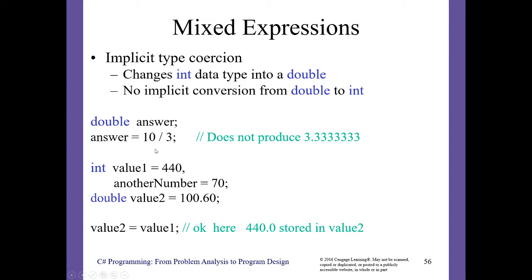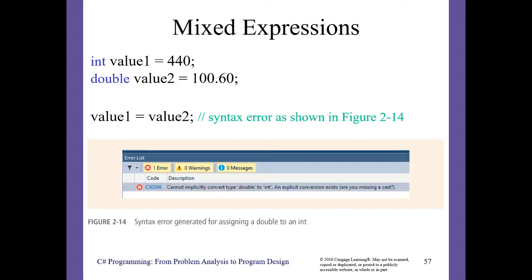Now in this previous example, what's our problem? We have two integers, so we did integer division here. Our answer is going to end up being 3 because we're going to lose that decimal place. If we try to convert things that cannot be implicitly converted, like a double into an integer, we'll get an error.